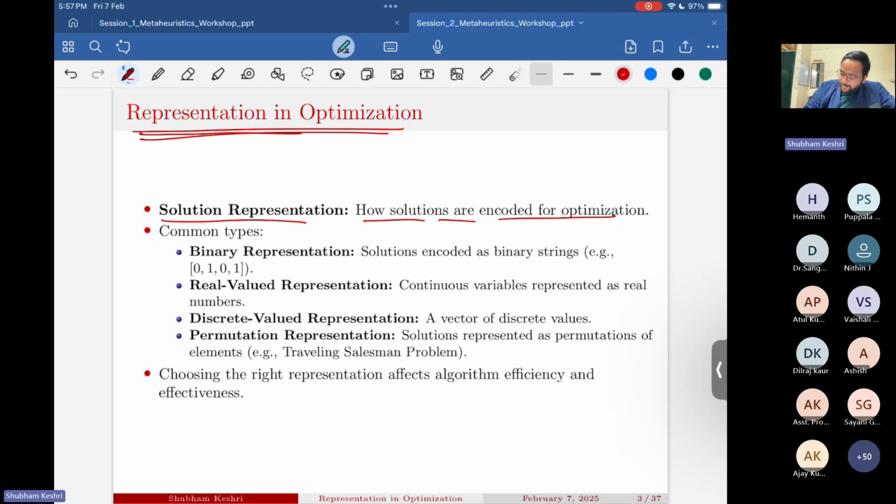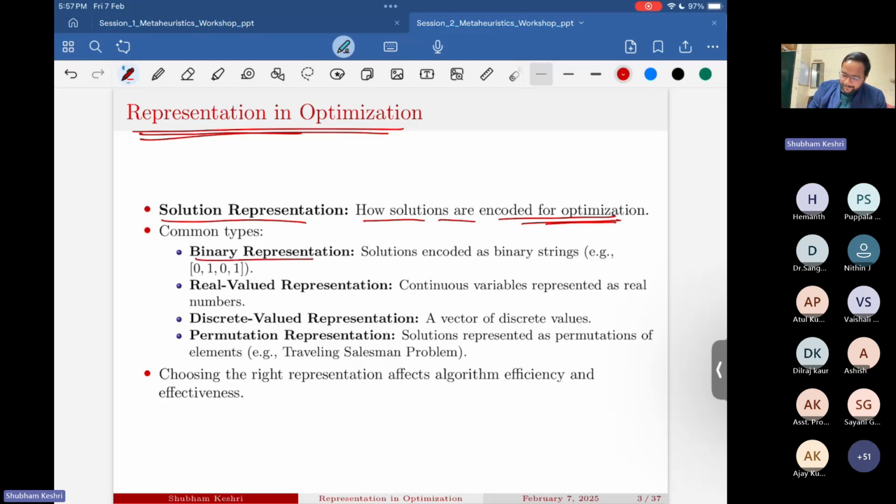How are solutions encoded for optimization? What is the encoding you are using? How are you representing a solution? There are many ways to represent a solution. I have discussed 4 ways to represent a solution, and it depends upon the problem. Depending upon the problem, you may use one representation or the other, depending on which problem you are tackling.